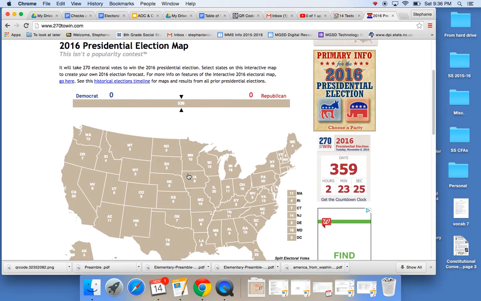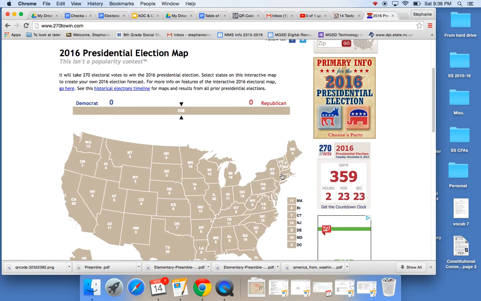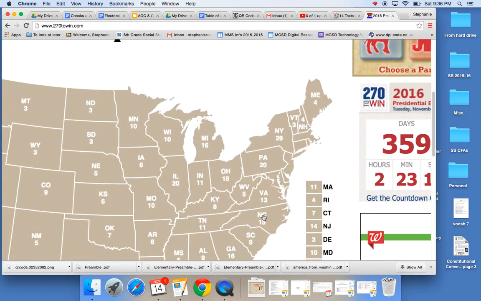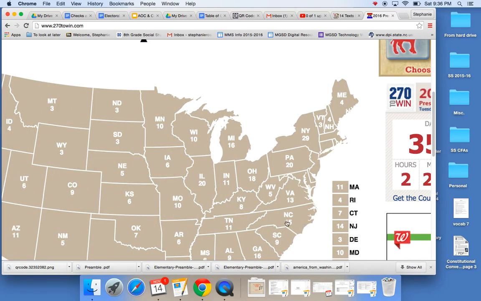So here's a presidential election map, and this is going to be the map for 2016. Right now this is a blank map. If you look at North Carolina, we'll zoom in just a little bit. It says 15. So North Carolina gets 15 votes. That means we have 13 House of Representatives and 2 senators, because 13 plus 2 is 15.